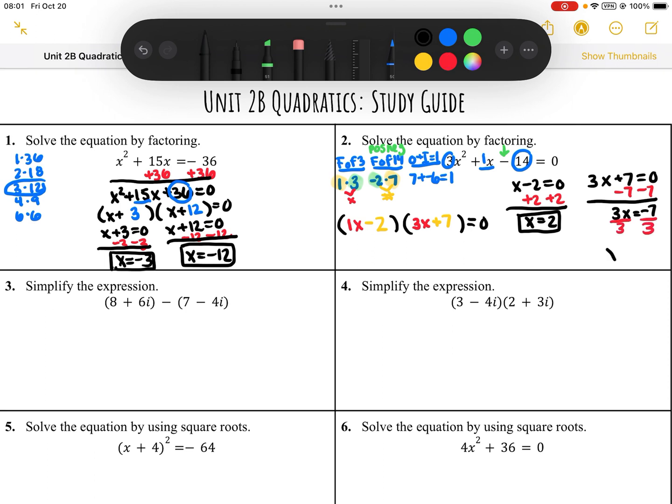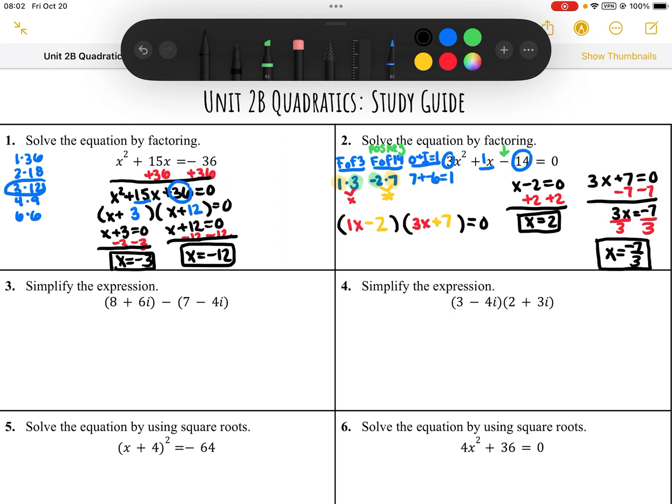So I get x equals negative 7 over 3. Now I would leave your answer as a fraction here. If you change it to a decimal, you're going to get a repeating decimal. So leave it as -7/3. So now we're going to look at 3. 3, we are going to simplify the expression.